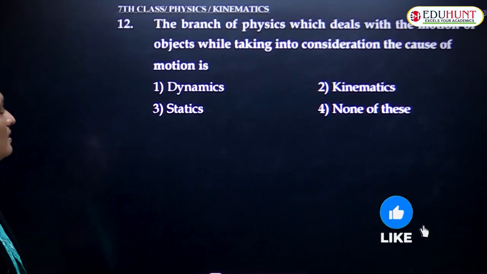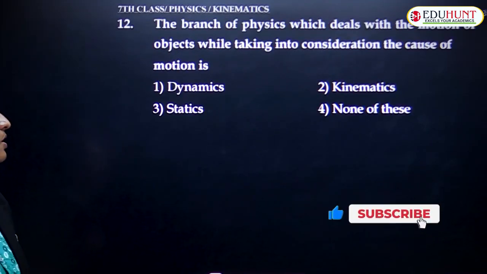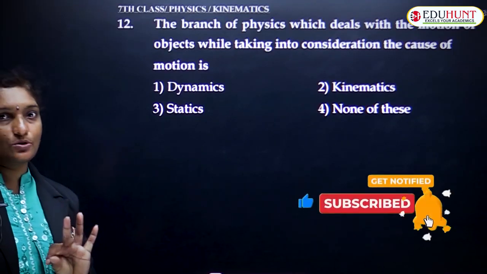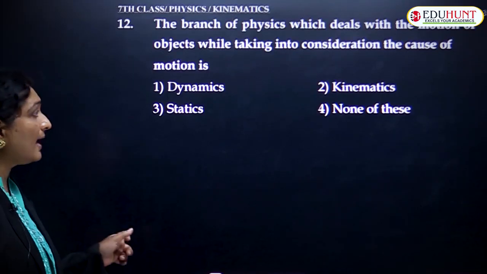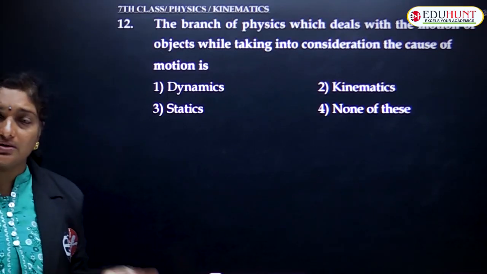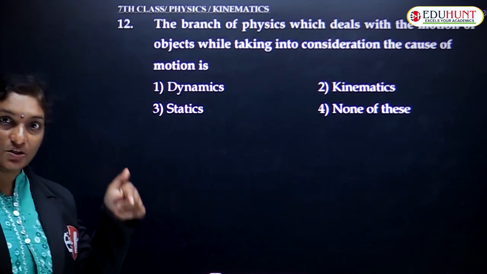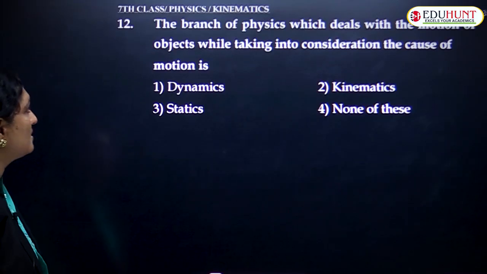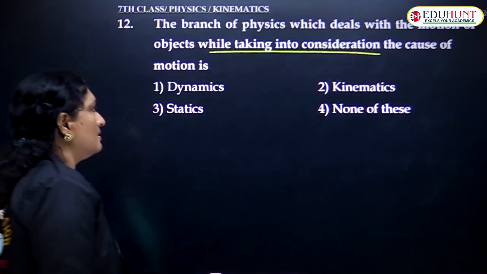Next. The branch of physics which deals with the motion of objects while taking into consideration the cause of motion is. So, 3 categories I told you. Mechanics is classified into 3 categories. One is kinematics, without considering the cause of motion. Dynamics, taking into account the cause of motion, and the other is statics, bodies under rest condition. So what they have asked, taking into consideration, means dynamics.